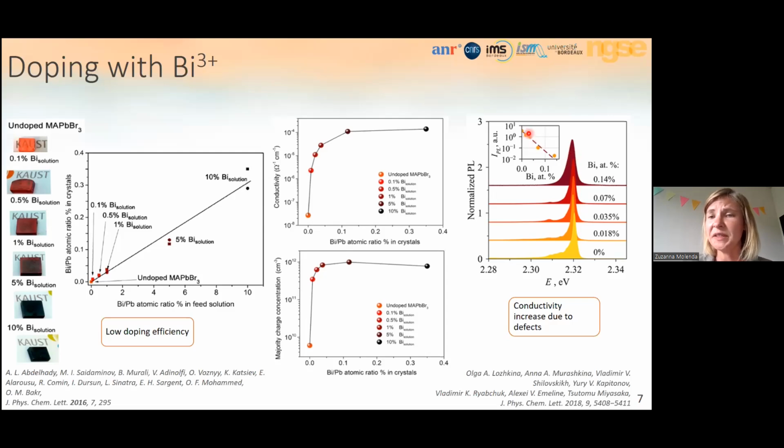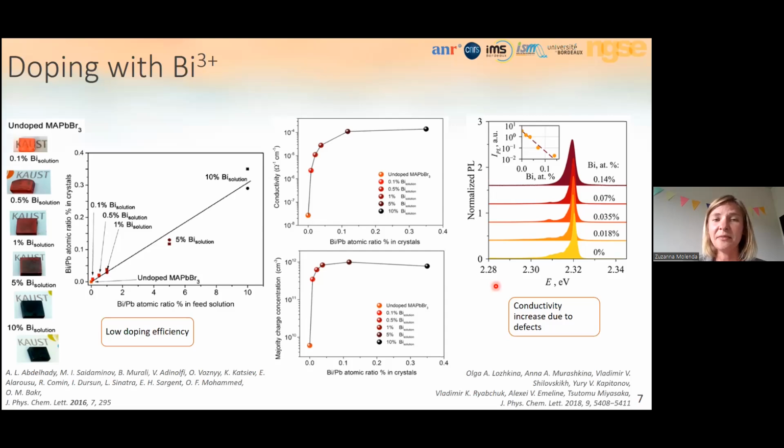What they observed was the decrease of the photoluminescence peak intensity and the widening of the peak, which is normally associated with the increase of the defects in the crystal lattice. From this, we can conclude that the increase of conductivity that was observed in this experiment probably comes from the increase of the defects localized close to the band edges.